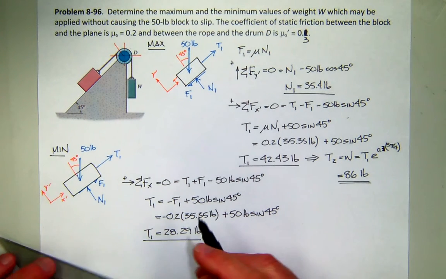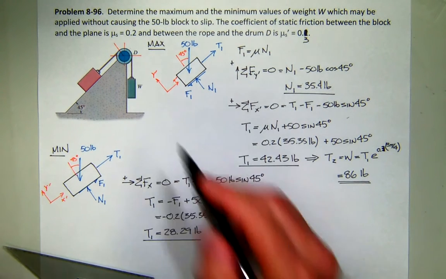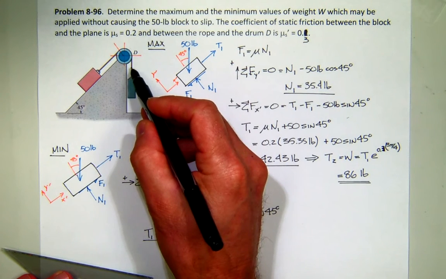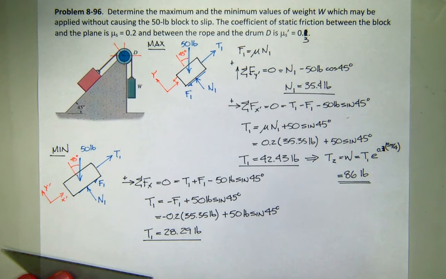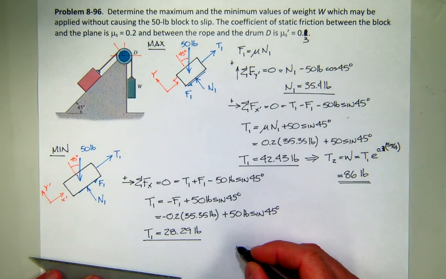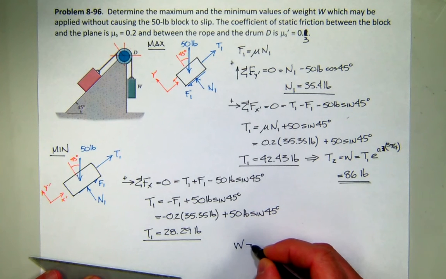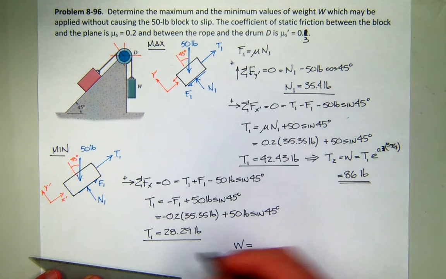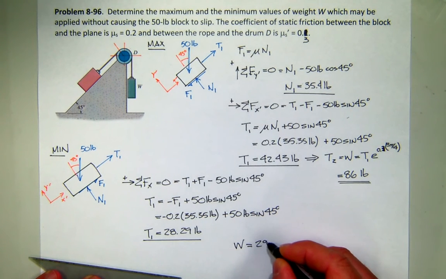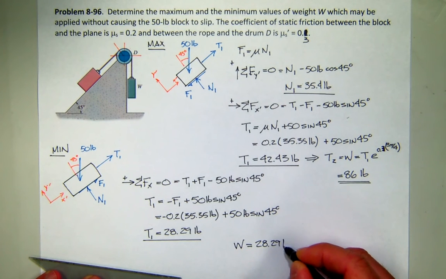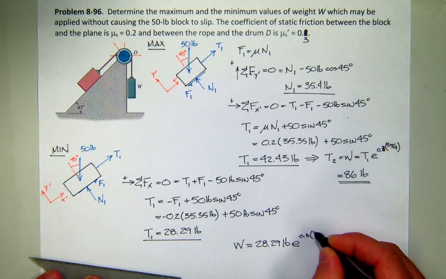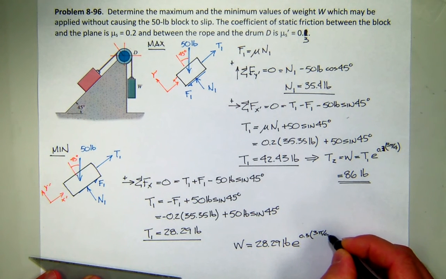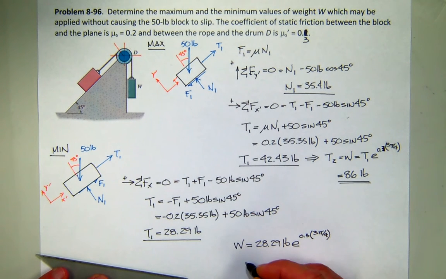So now we have to go to the other thing, which would be the min case. So what's the minimum load? Now the motion is, the block is going down. So it's just the opposite, right? So now, in this case, my weight is going to be more. So my weight would now be this load, 28.29 pounds, raised to e to the 0.3 and the same contact angle, 3 pi over 4. So what does that weight come out to be?